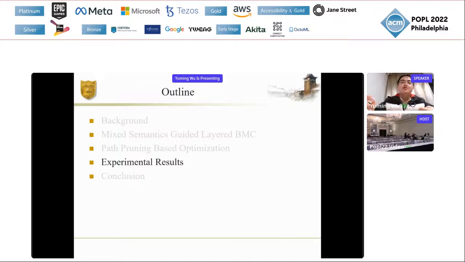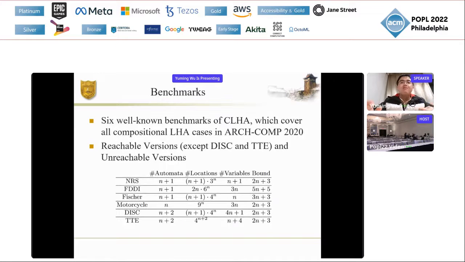Next, I will show the experimental results. We implemented the method into the bounded reachability checker BACH, and 6 well-known benchmarks of compositional linear hybrid automata, which cover all compositional linear hybrid automata cases in ARCH-COMP 2020, are used in the experiments.